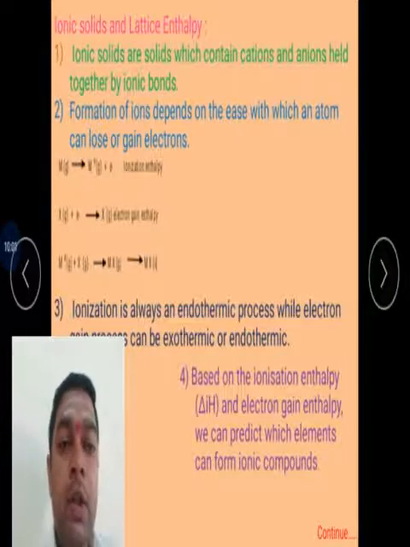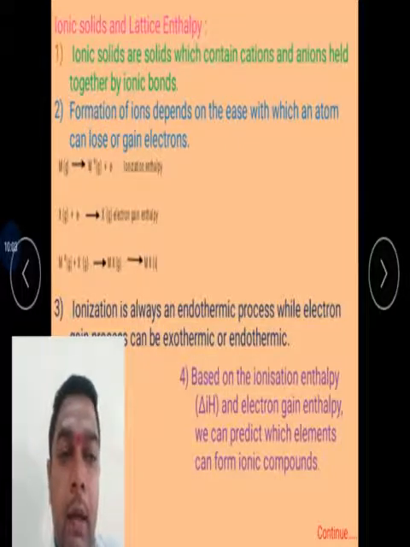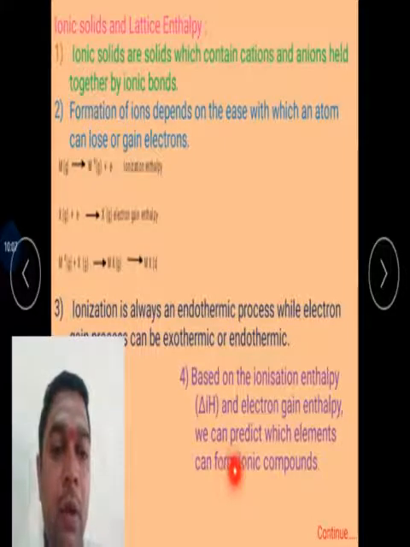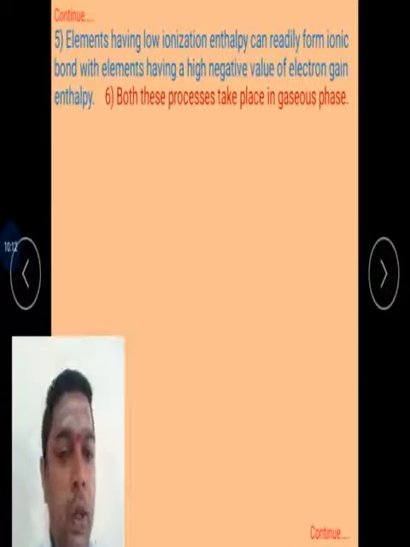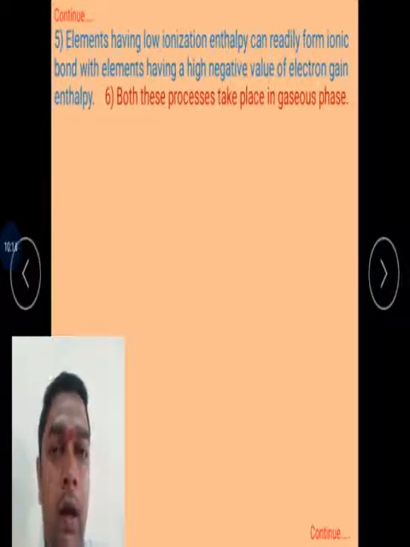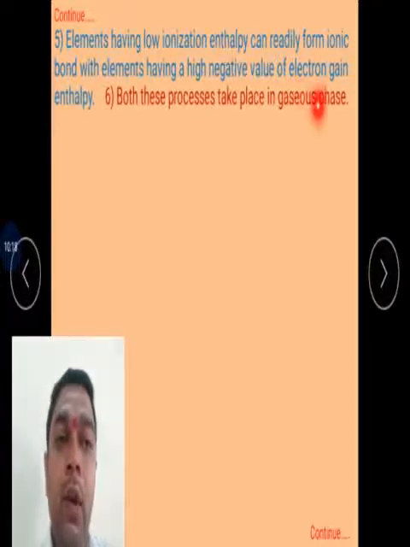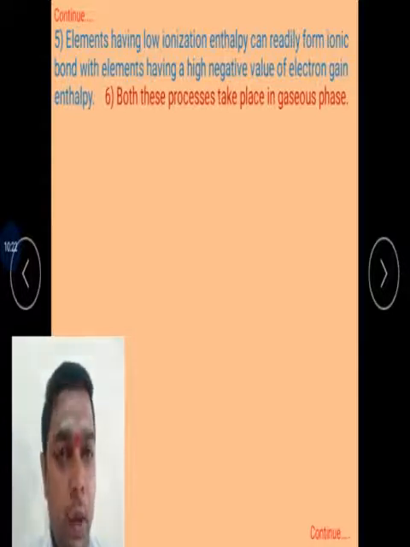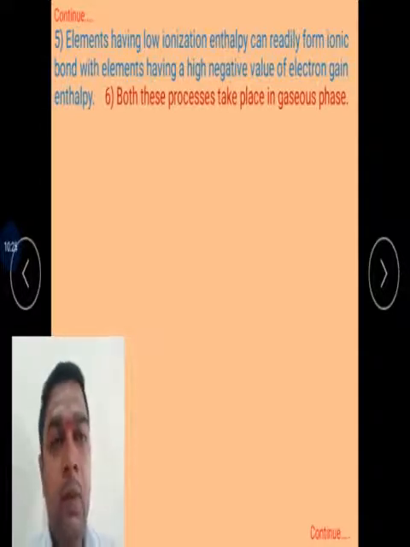Based on the ionization enthalpy and electron gain enthalpy, we can predict which elements can form ionic compounds. The elements having low ionization enthalpy and high electron gain enthalpy, or a high negative value of the electron gain enthalpy, form ionic compounds. Both these processes are carried out in the gaseous phase.